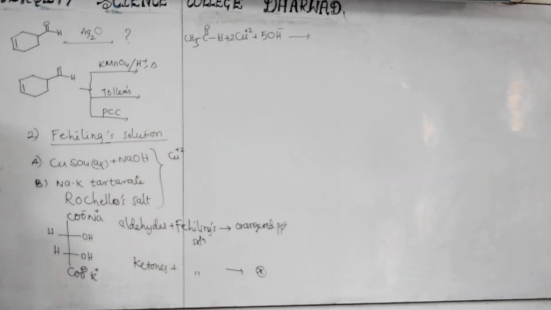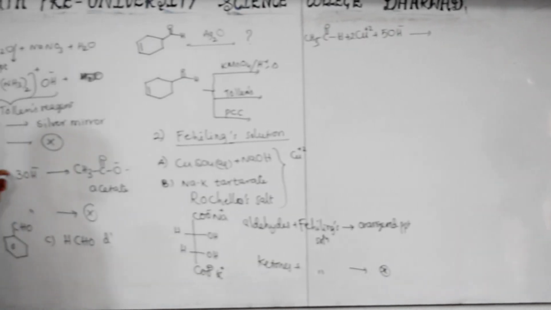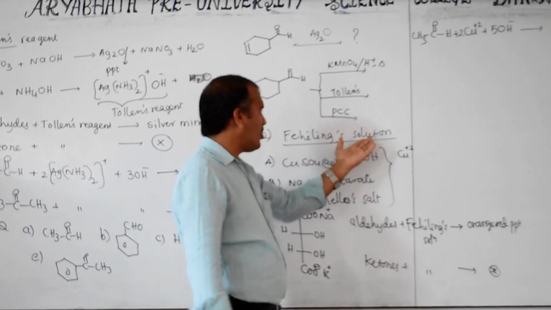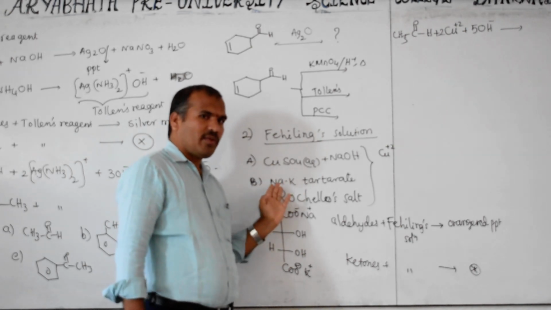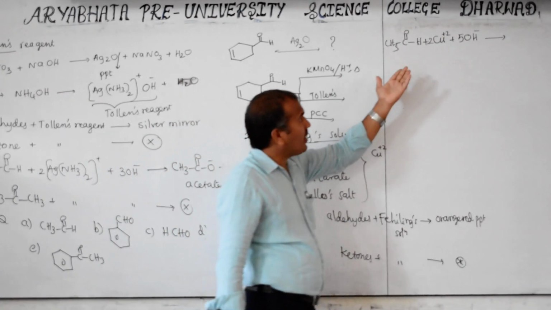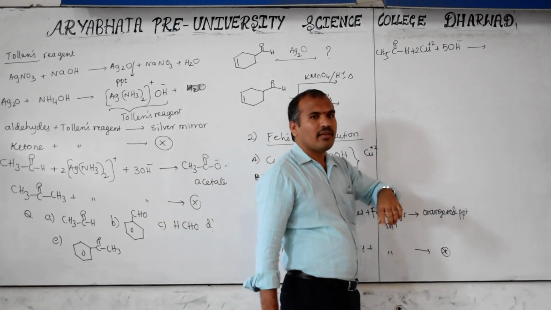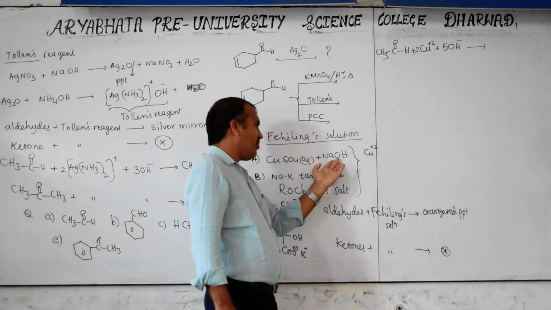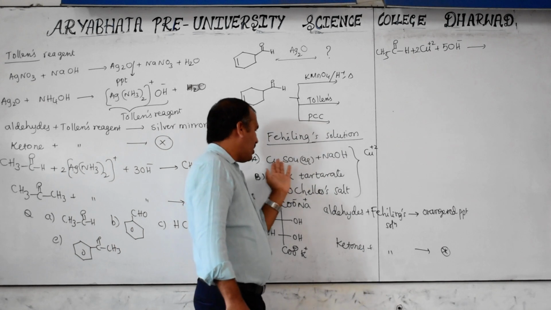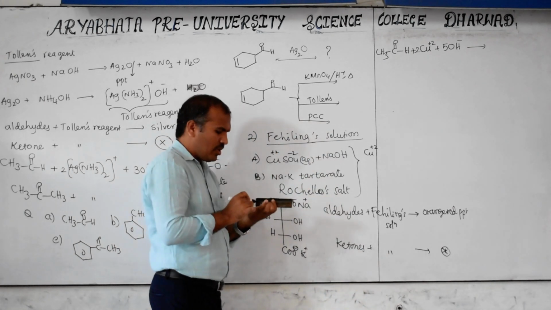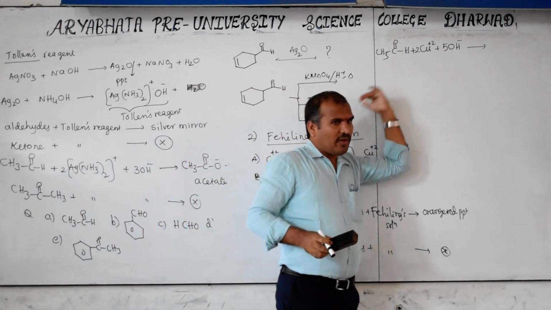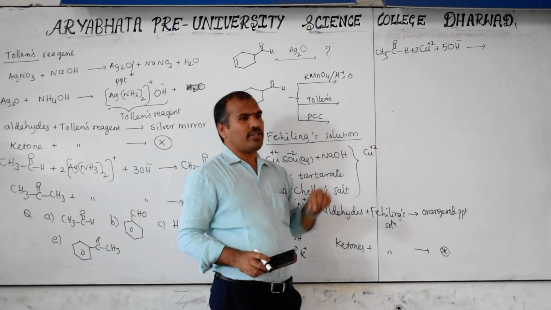In Tollens' reagent equation, where the aldehyde reacts with Tollens' reagent, I wrote the complete formula here. But for Fehling's solution or Fehling's reagent, there are two: solution A and solution B. Both formulas are not appearing here. Which is appearing? Only this form, with OH minus and Cu2+, and Cu2+ and SO4 2 minus. So only Fehling's solution A is appearing; Fehling's solution B is not appearing in the equation.